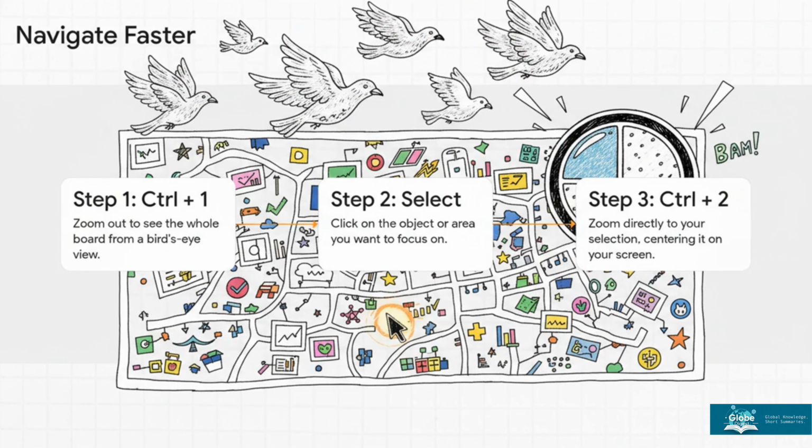Okay, this is probably the fastest way to get around a huge board. Forget all that endless scrolling and pinching on your trackpad. Just hit Control-1 and boom, you get this bird's eye view of everything. Then just click on what you want to see up close, hit Control-2, and bam, you are instantly zoomed right in. It's such a time saver.